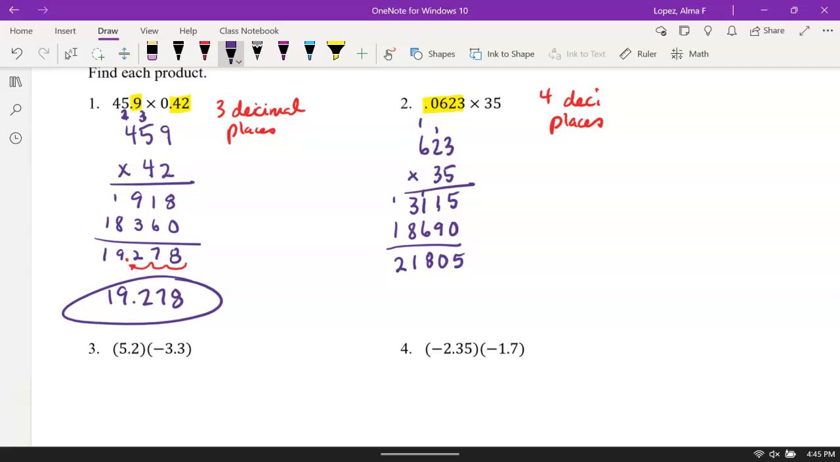And when we get finished, remember it's 4 decimal places we have to count off. So start at the end, 1, 2, 3, and 4. That's where my new decimal place goes. So my answer is 2.1805.